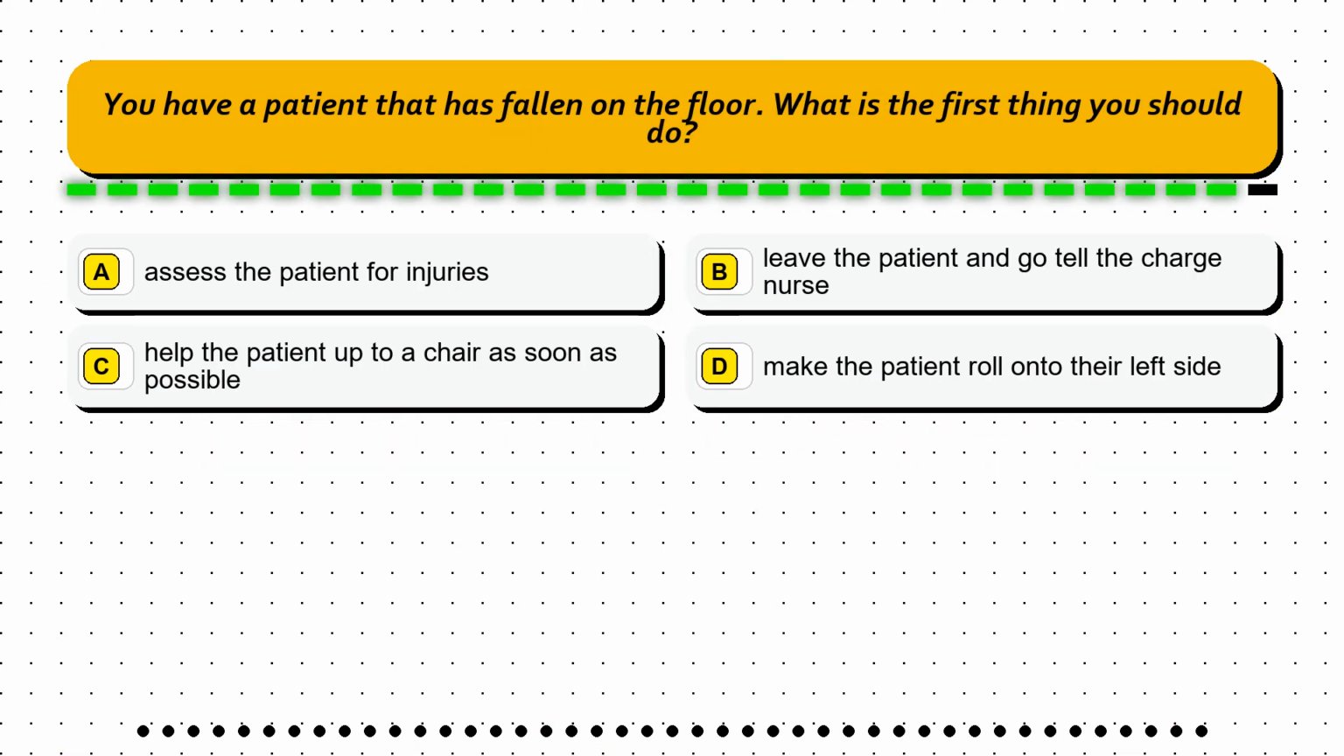Question 5. You have a patient that has fallen on the floor. What is the first thing you should do? Option A. Assess the patient for injuries. Option B. Leave the patient and go tell the charge nurse. Option C. Help the patient up to a chair as soon as possible. Option D. Make the patient roll onto their left side.